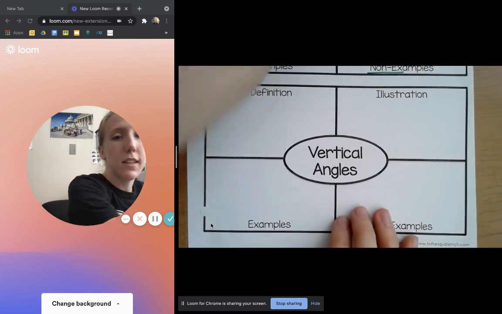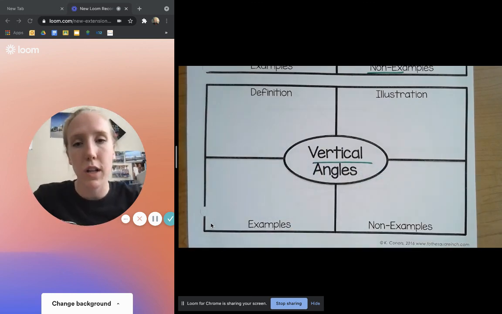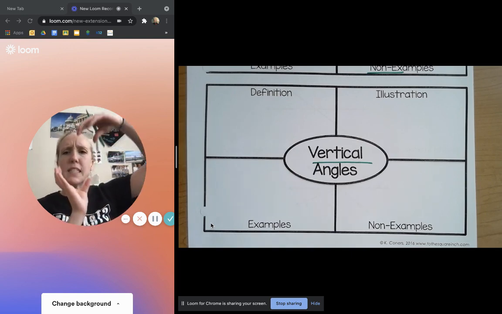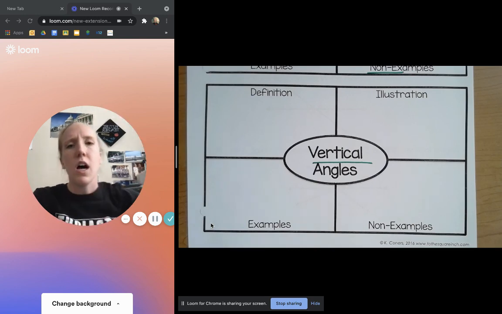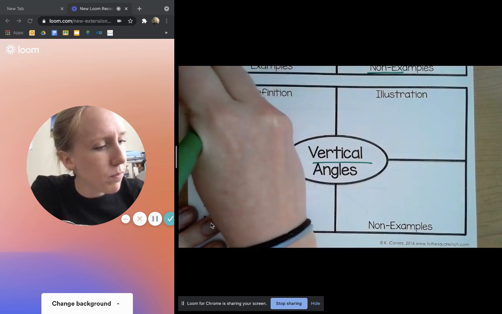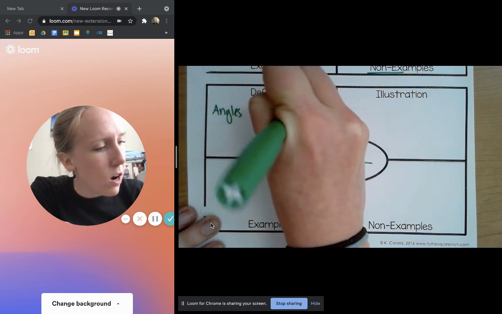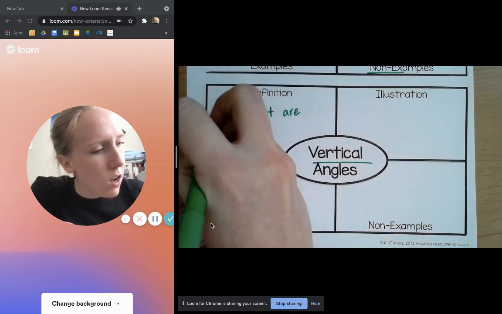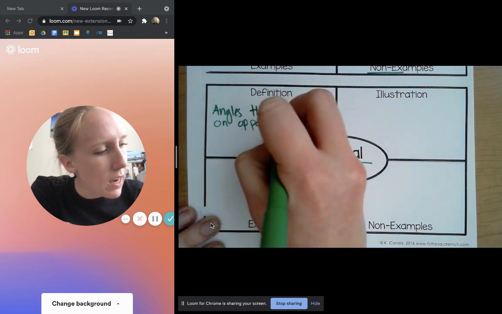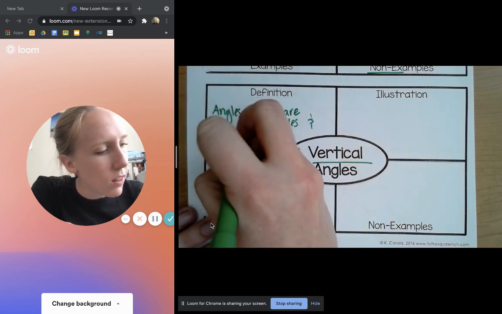Our next type of angle that we have to know today is vertical angles. What I think about when I think about verticals, I think about something being stacked, like on top of each other. And so vertical angles are angles that are on opposite sides and are the same.